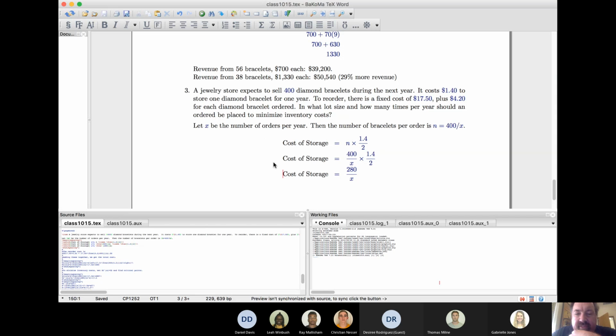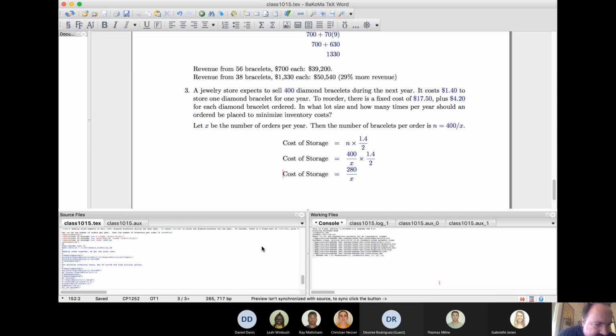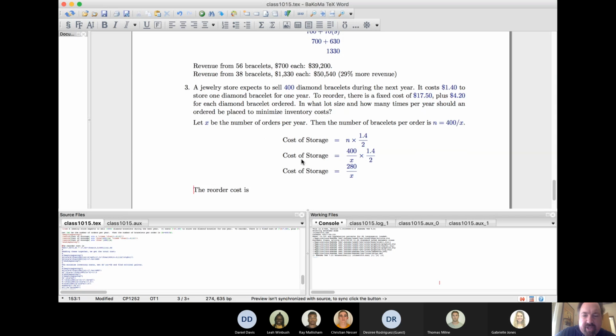So what that means is the more orders you place, the less your storage cost will be, which makes sense because you're storing fewer items at a time. But there's the other part of inventory cost to consider, and that is the cost of reordering, which will increase with X.